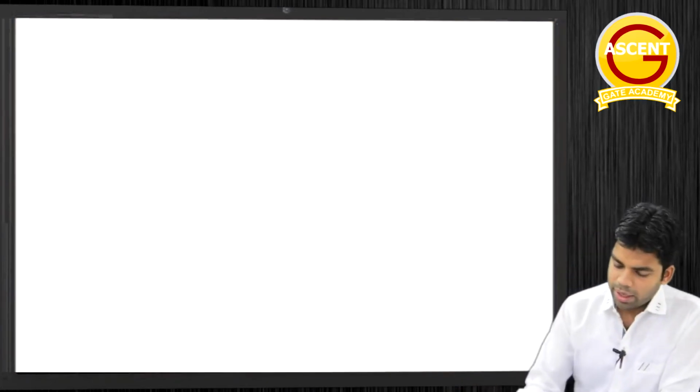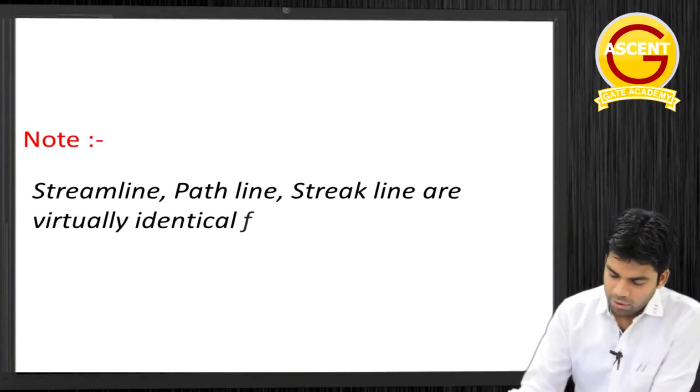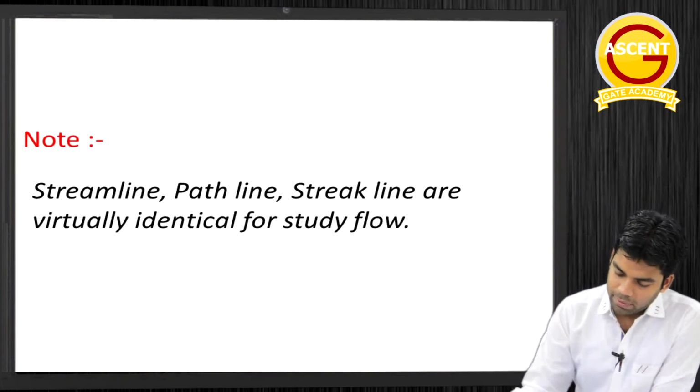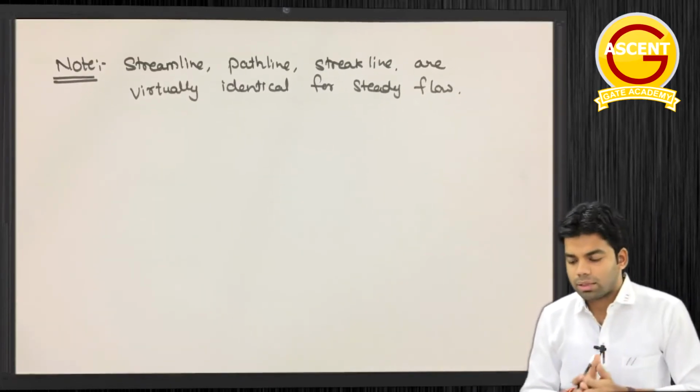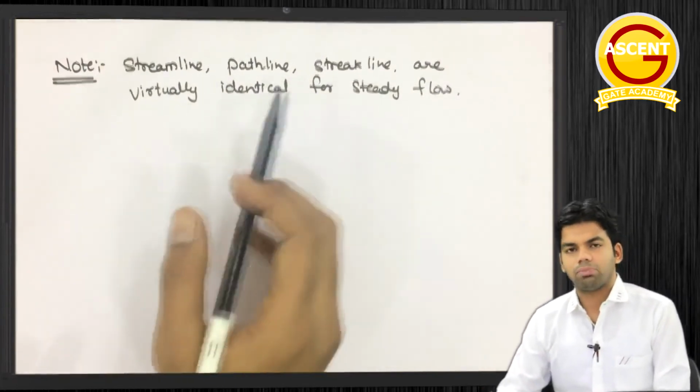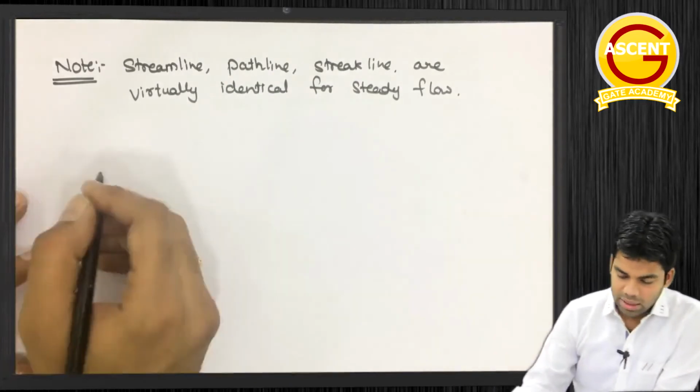Okay, so now you can write a very important note. The streamline, path line and streak line are virtually identical for a steady flow. So if we have a steady flow, then the streamline, the path line and the streak line are all virtually identical.